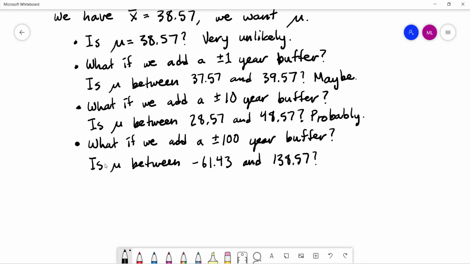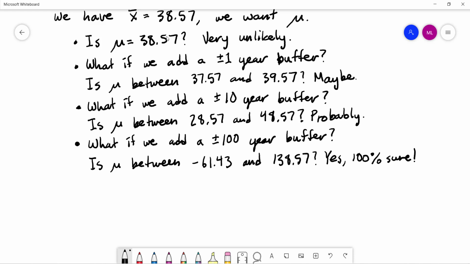So now we're asking, is mu, the average age of an American, between negative 61 years old and 140 years old? And the answer is yes. I'm 100% sure. Right? We can't even have negative ages. The oldest person in recorded history only lived to be like 120 or something like that. So I'm 100% sure that the average age of a US citizen is somewhere between some negative number and 140 years old. I'm 100% sure.